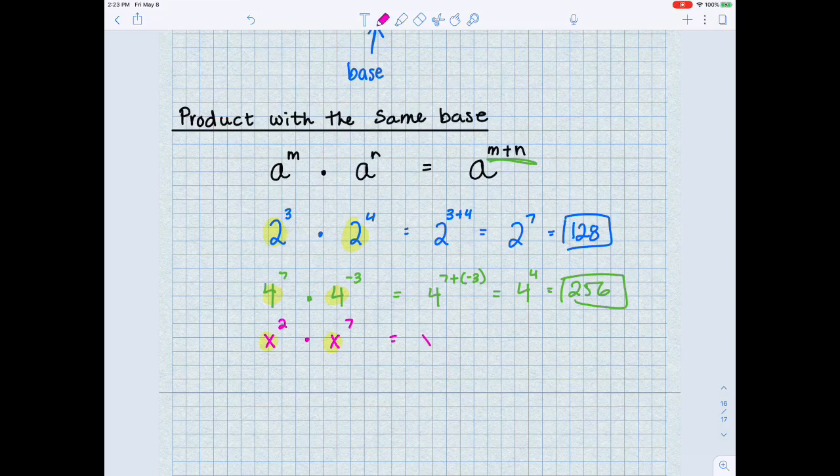All I have to do is do x to the power of 2 plus 7, which we simplify as x to the 9th power. And because we don't know what x is, we just leave it as x to the 9th power. We cannot evaluate it. So there you go. There's your first property, products with the same base.